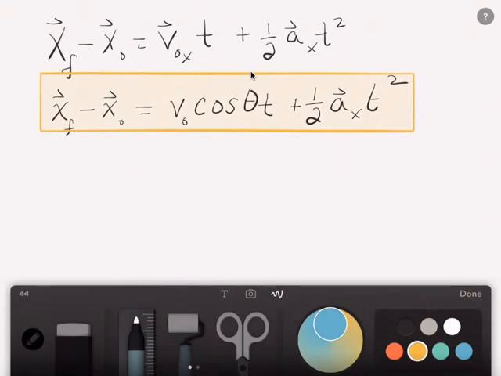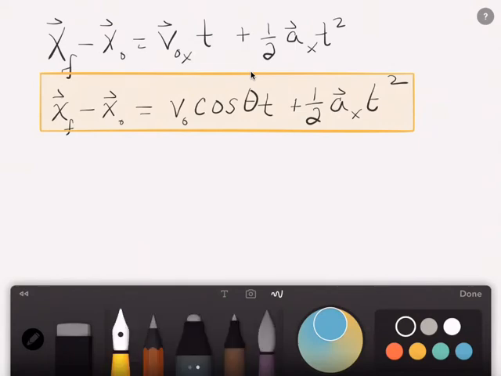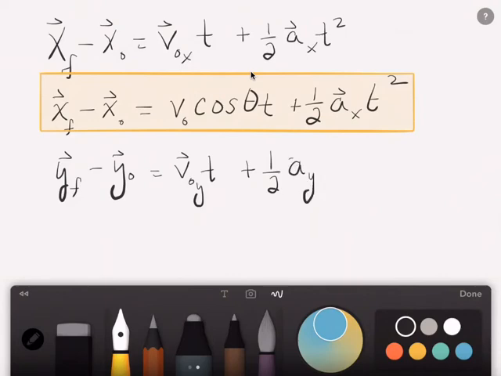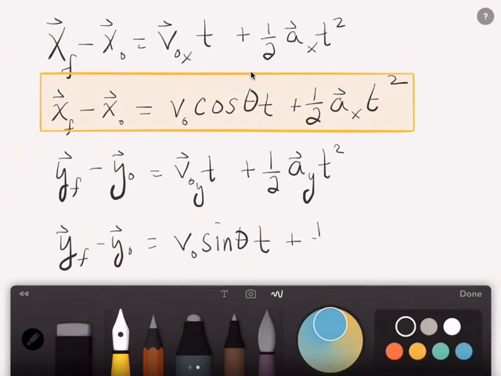Now, the next formula is just the y direction, which is y final minus y initial equals our initial velocity in the y direction times t plus 1/2 a sub y times t squared. We make our substitution, and we will get the following. Our initial velocity times sine of the angle theta times t plus 1/2 a sub y t squared. And that's it.